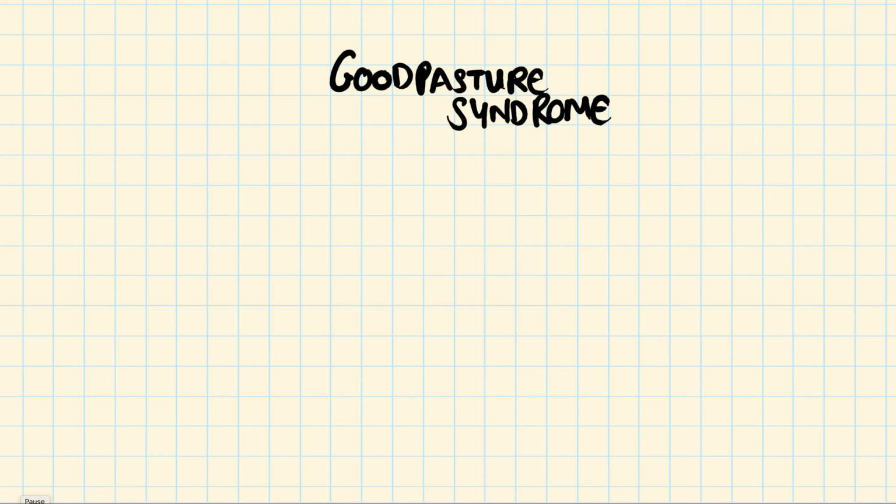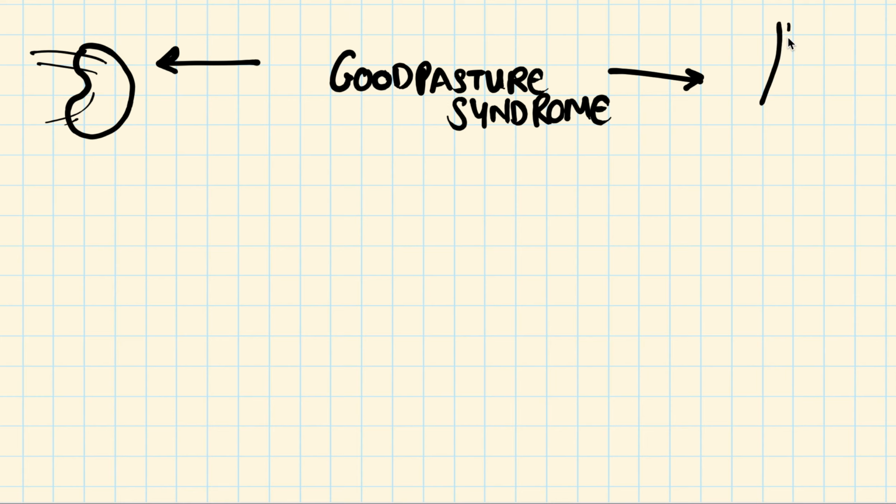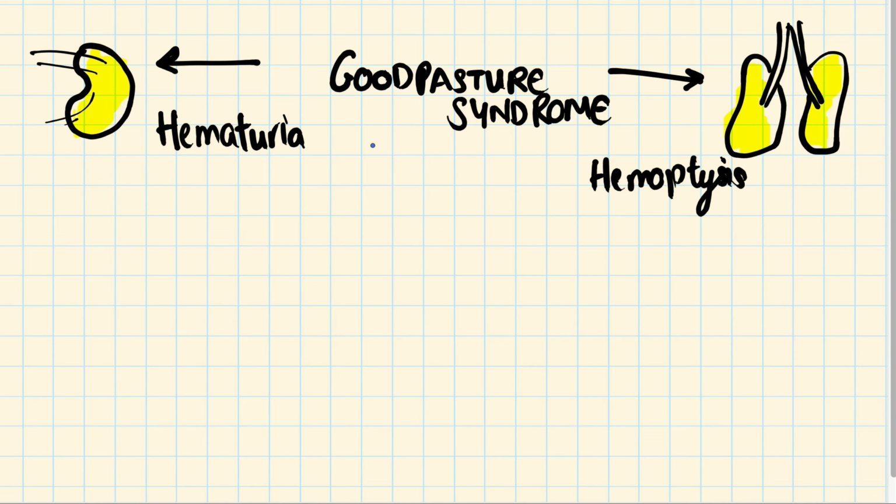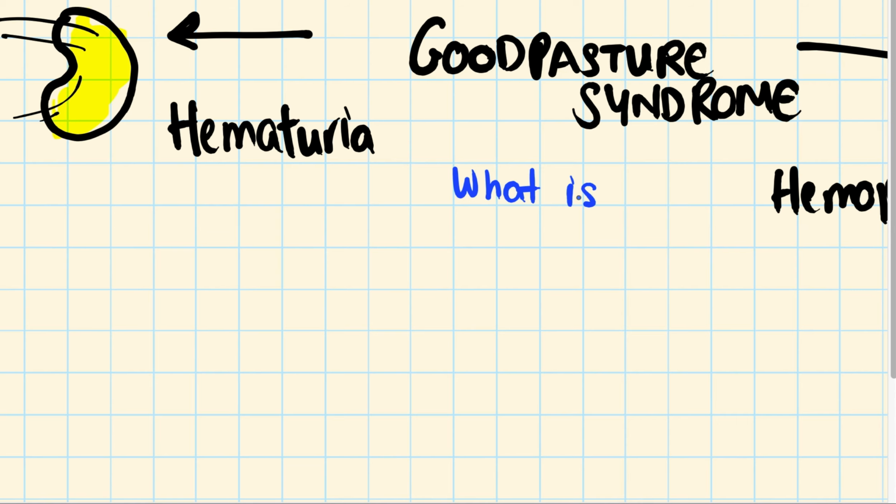So Goodpasture syndrome is an autoimmune disease in which autoantibodies are produced that target the body's own linings and systems. In Goodpasture syndrome, there are two major organ systems that are affected: the kidneys and the lungs. When it's the kidneys, it causes hematuria, and when it's the lungs, it causes hemoptysis. So Goodpasture syndrome affects two major organ systems, and it causes these classical signs and symptoms.